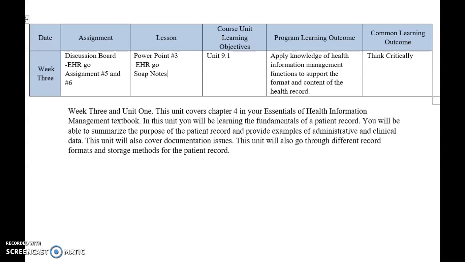The course unit learning objective has stayed the same in week 1, week 2, and week 3, and so has the program learning outcome, and so has the common learning outcome. If you have any questions for this week, please make sure you ask.